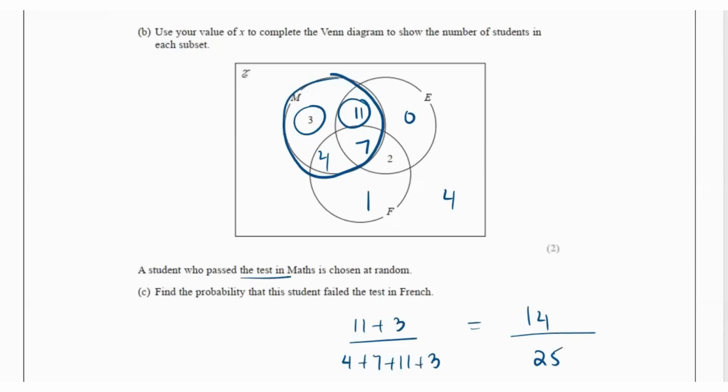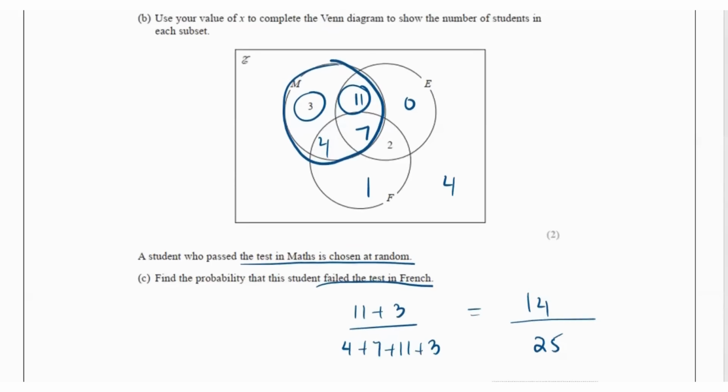So you have to be very careful about the wordings written in the question. If it says a person is chosen at random from the entire class, let's say, then you would choose it from the entire box. But if it is restricted to a specific set, which in this case was the number of students who passed the test of maths, so we look at the maths set, and then we see in that maths test which student failed French. So that was 3 and 11. These were the kids who failed French while passing maths. That's why it's 14 out of 25, and that's your answer.